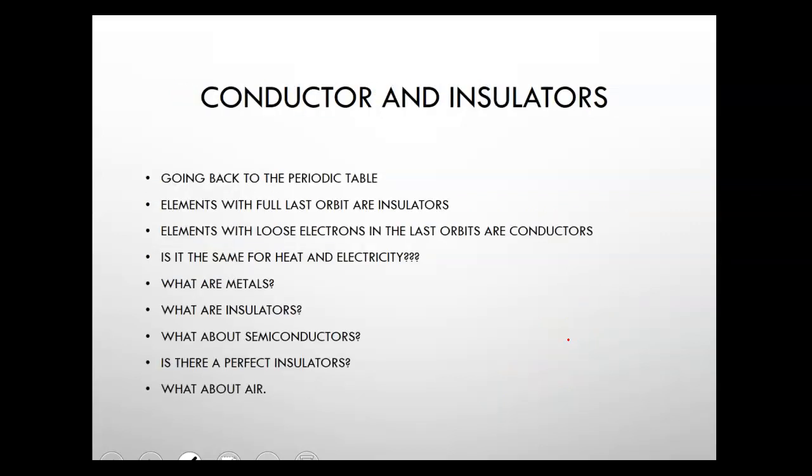So conductor and insulator, we go back to the periodic table. Elements with a full last orbit, we said they are insulators. We covered that. Elements with loose electrons in the last orbit are conductors. And we said gold is the best conductor, but nobody will use that for wires, of course, because it's going to be very expensive. However, your computer, your cell phone, your small electronics that require high conductivity and low resistance will have some gold in them. That's why the CPU is very expensive.